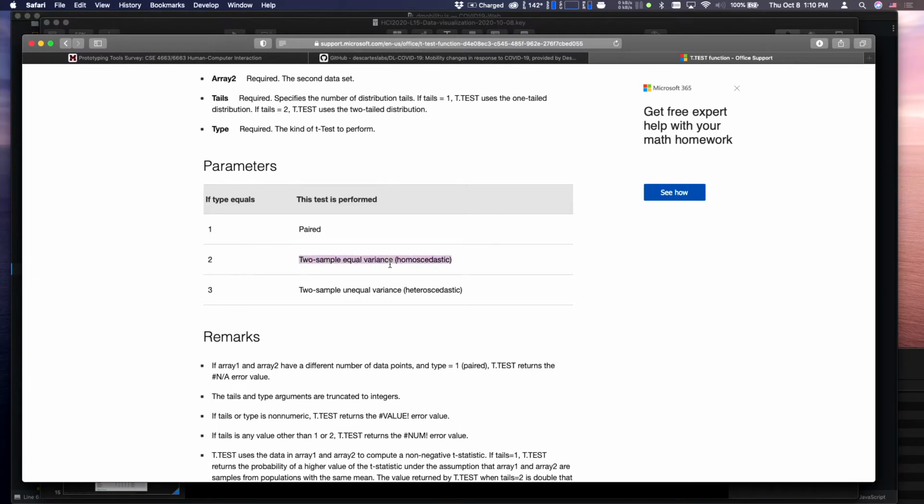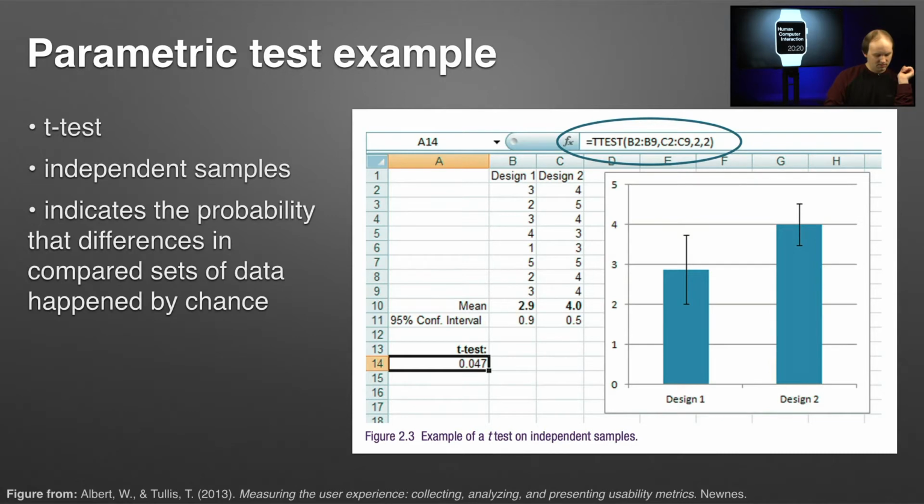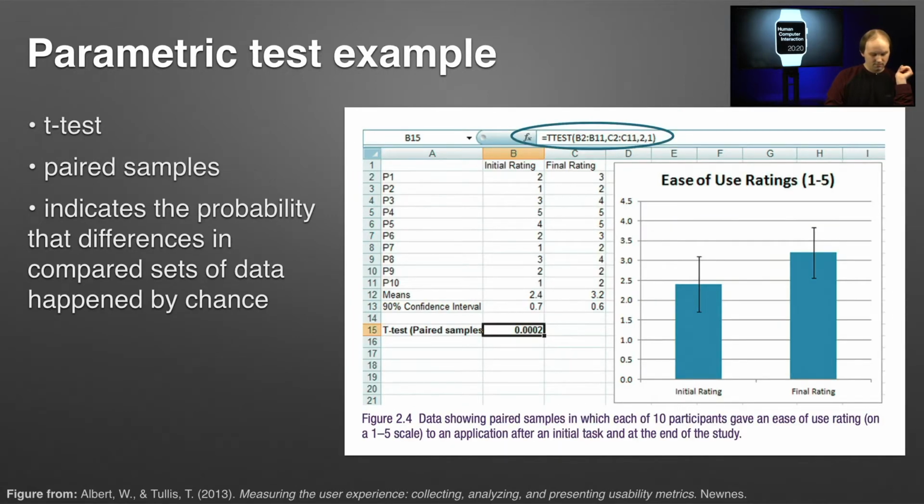So if you're looking at the independent samples, then you would have a 2, whereas if it's the paired samples, I bet it's going to be a 1. We're going to look at that next, so let's see if that holds up. Okay. So, yeah, look at that. It's a 1. Huh. Okay. The documentation is correct.